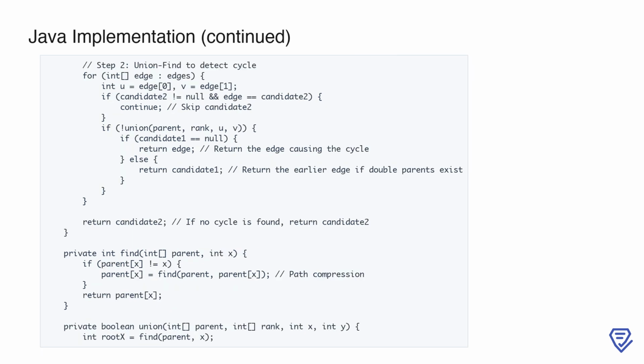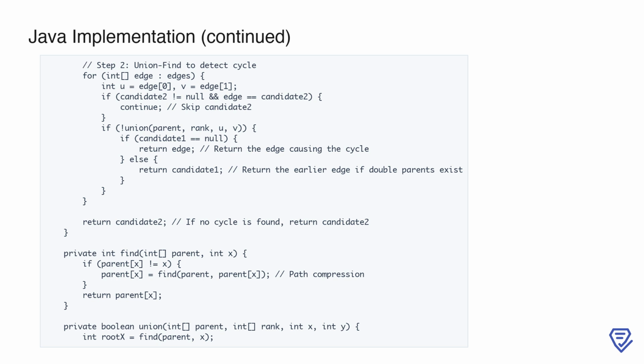After identifying nodes with two parents, we move to the second step, which is detecting cycles using the union find algorithm. For each edge in the input, we skip the candidate2 edge if it exists, as it's a potential redundant edge. We then attempt to union the two nodes of the edge. If the union operation detects a cycle, meaning the two nodes are already connected, we return the edge causing the cycle if no double parent conflict exists.